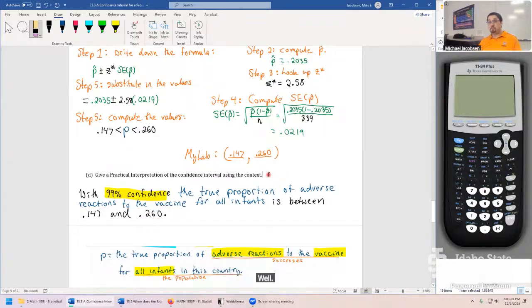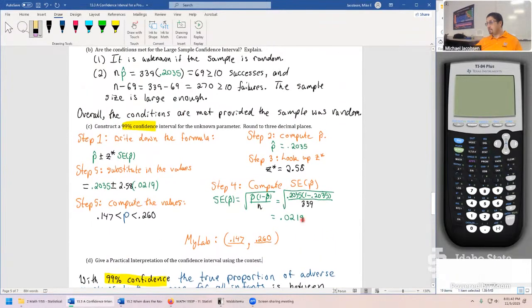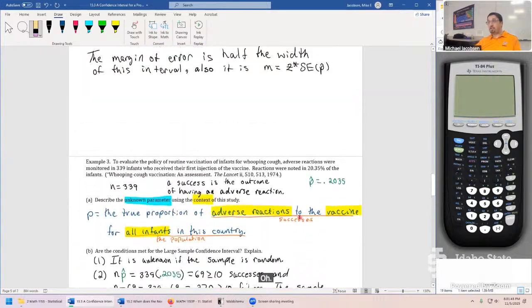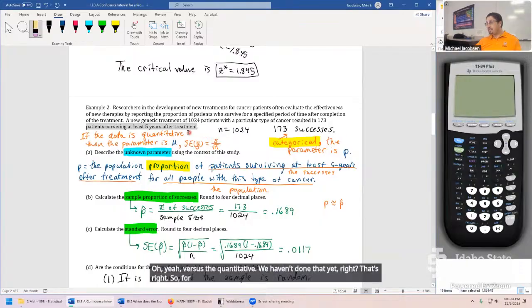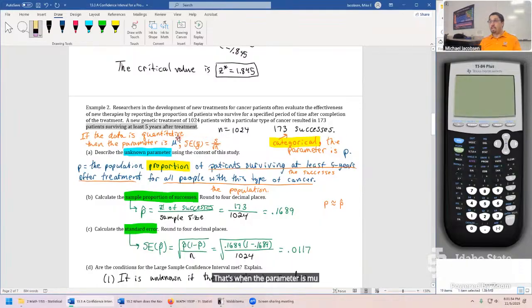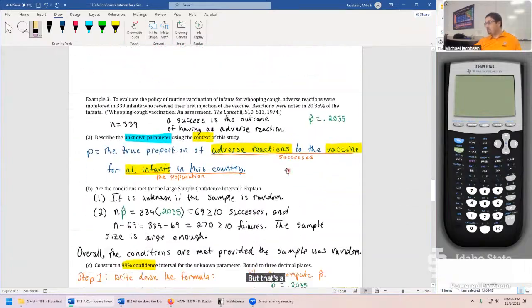Well, any last questions at all, folks? Concluding with this one. Yeah. Oh yeah, versus the quantitative. But we haven't done that yet, right? That's right. So for quantitative, that's when the parameter is mu for the population mean. So that's if we're talking about, say, mean height or mean amount of time, a mean amount of distances. And that's going to be our chapter 14 coming up. But that's a great concept to connect with this.